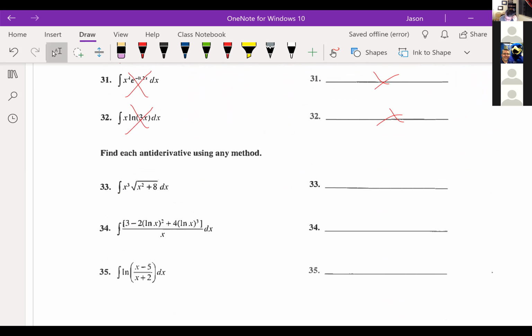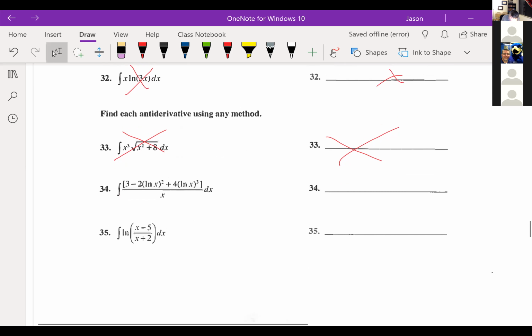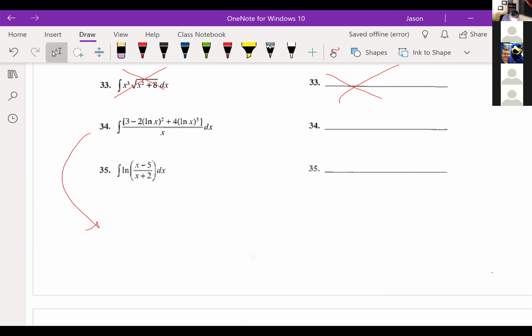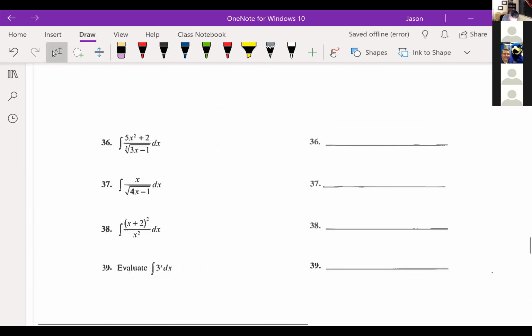Okay, let's see about this one. And get rid of 33 as well. Okay, this one, 34, I think we should, well, yeah, we can do that one. That one's just a plain U sub. So let's do 34 and 35. Pretty easy.